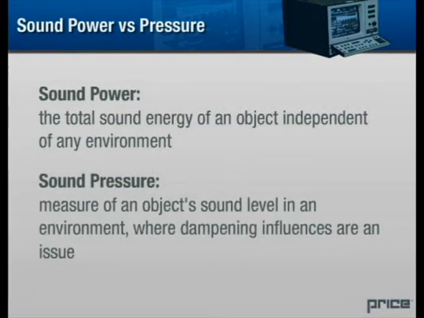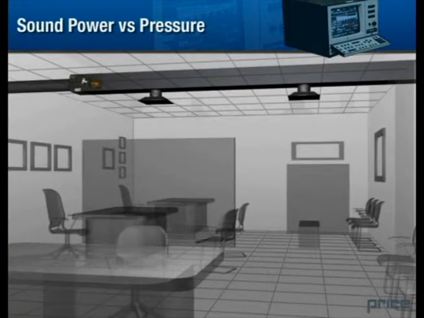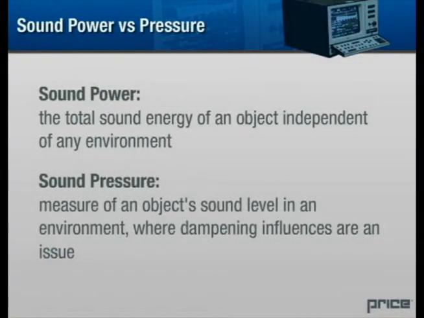Sound pressure is a measure of an object's sound level in an environment where dampening influences are an issue, such as wall hangings, carpeting, and furniture. Although catalog data provides a basis for product comparisons, the environment into which an HVAC system is installed can greatly affect noise levels perceived by its inhabitants. In order to understand the difference between sound power and sound pressure, let's take a look at 3 similar scenarios.